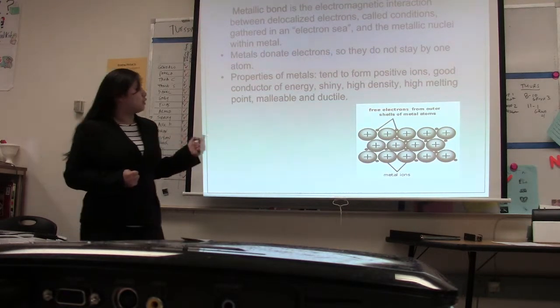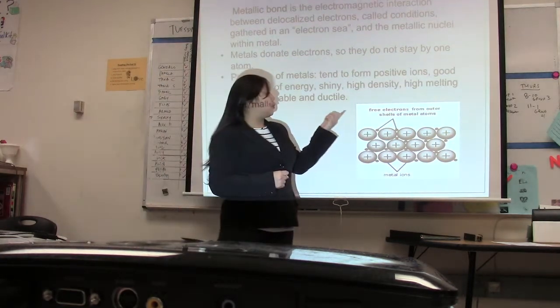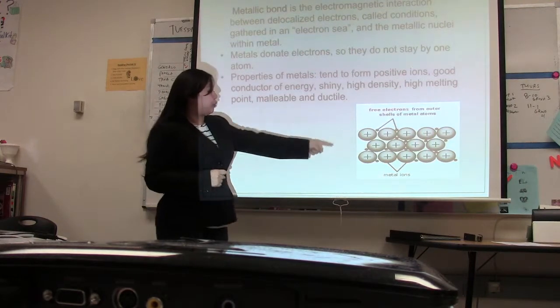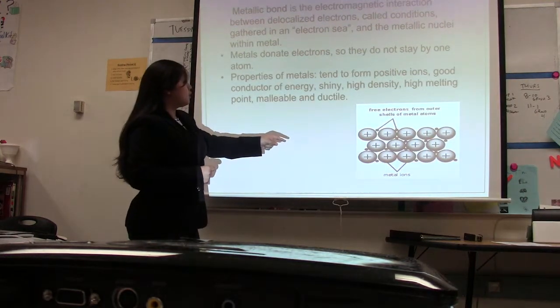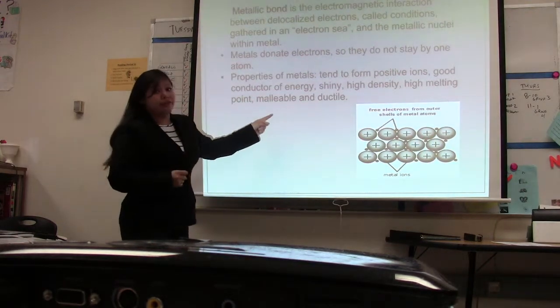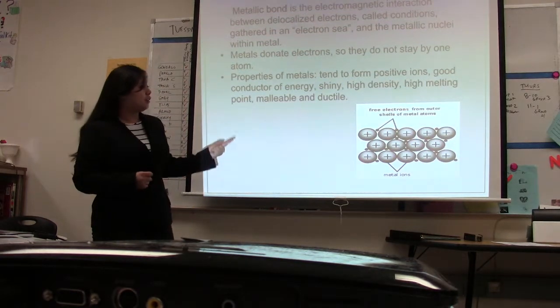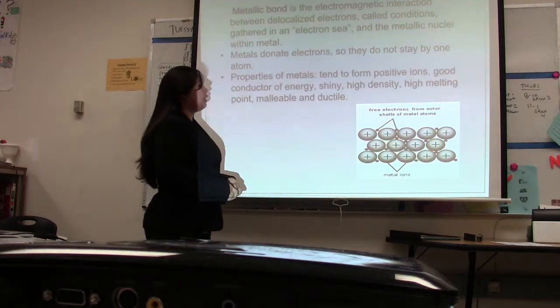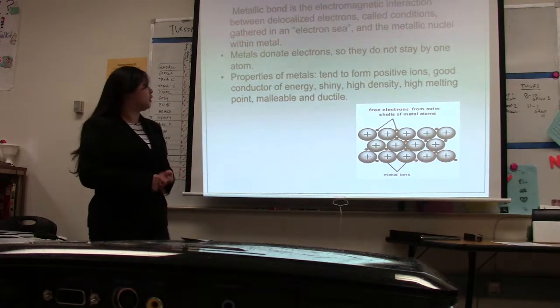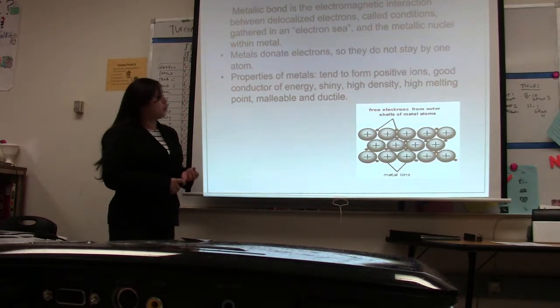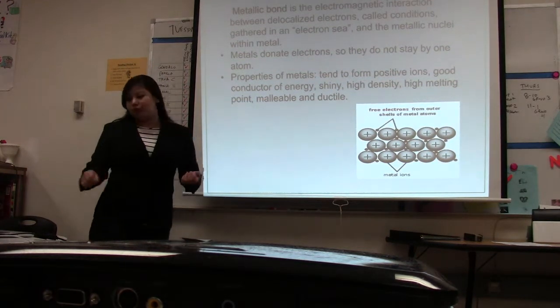The properties of metals: they tend to form positive ions. So this is positive ions. It's a good conductor of energy. It's shiny, has high density, has a high melting point, and is malleable and conductive.